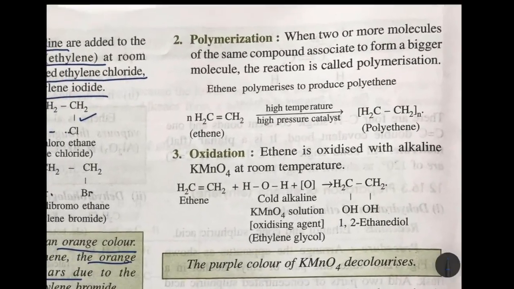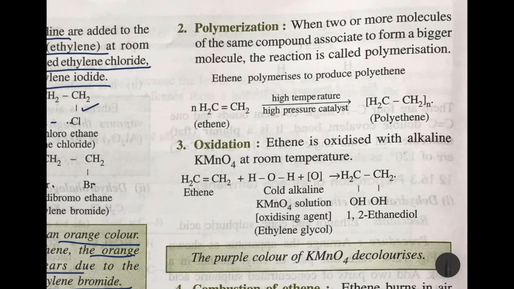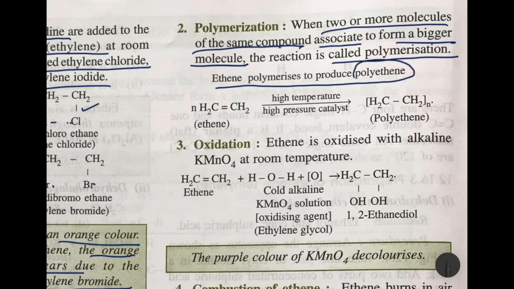Now next, moving on to polymerization. Okay, remember in the photosynthesis chapter in biology, when glucose molecules come together to form a bigger molecule of starch, then it is known as polymerization. So here also same thing, when two or more molecules of the same compound associate or come together to form a bigger molecule, the reaction is known as polymerization. So ethene polymerizes to form polyethene.